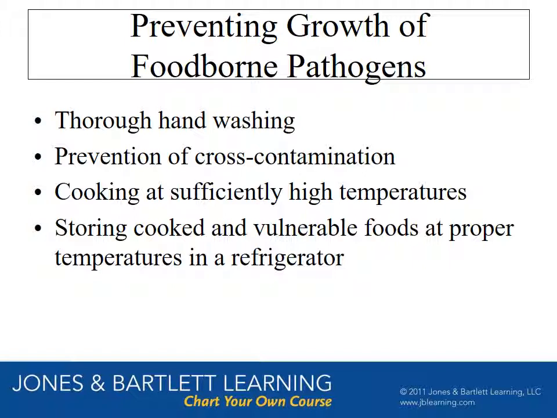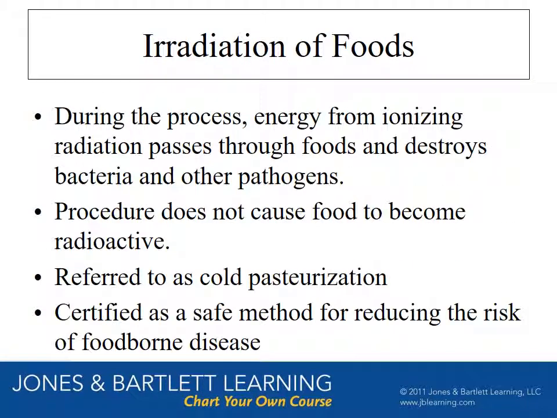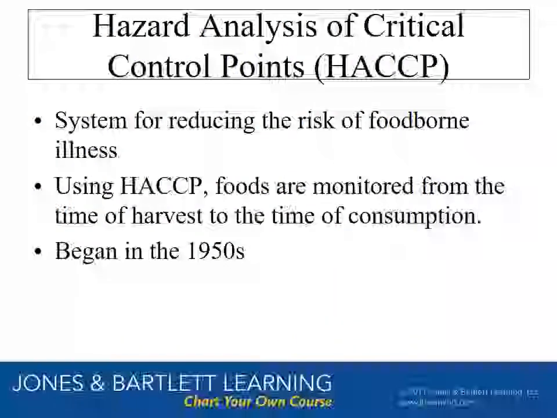Other ways we prevent foodborne illness and contamination are very thorough hand washing and prevention of cross-contamination, which is not allowing microorganisms from one food source to get to another, especially if that food source is not going to be cooked. So maintain separate areas for raw meats and fresh vegetables, make sure the food is cooked at adequate temperatures, and store the food at appropriate temperatures, either in the refrigerator or maintaining hot food hot. We do often use irradiation to inactivate microorganisms and other pathogens. This does not cause the food to become radioactive, and it's been a method to reduce foodborne illness.